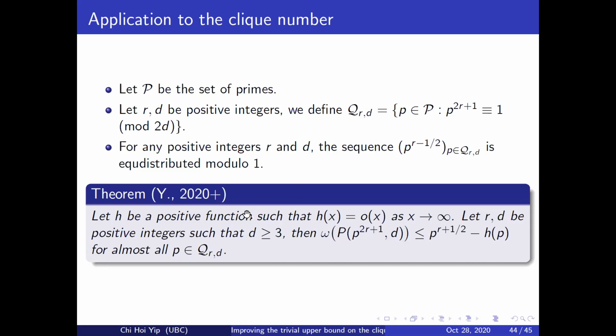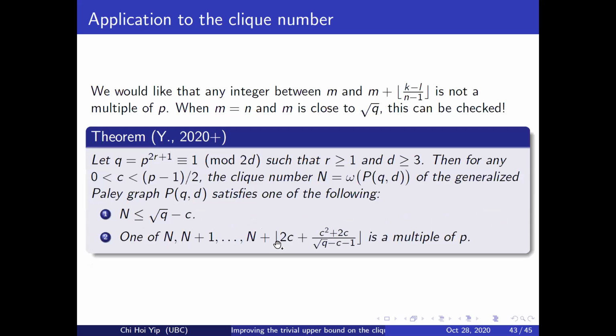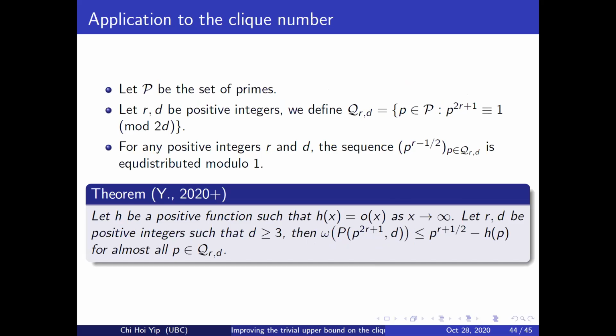And finally, the theorem is that if we pick a positive function h such that h(x) is little o of x as x goes to infinity. So the purpose of doing that is that we want c to be much smaller compared to p, so that the number of integers here has size little o of p. So we can try to use this kind of equidistribution result.